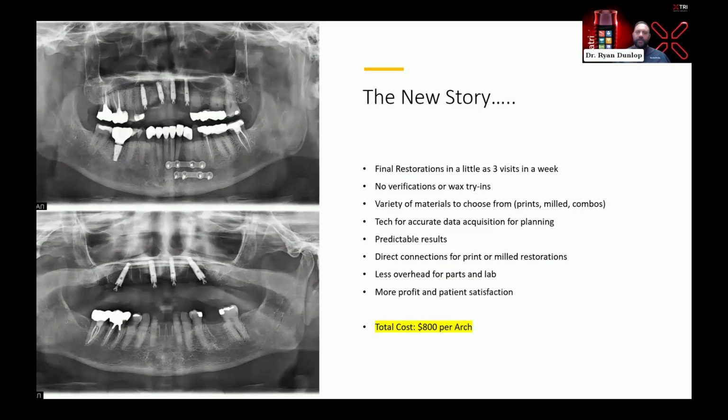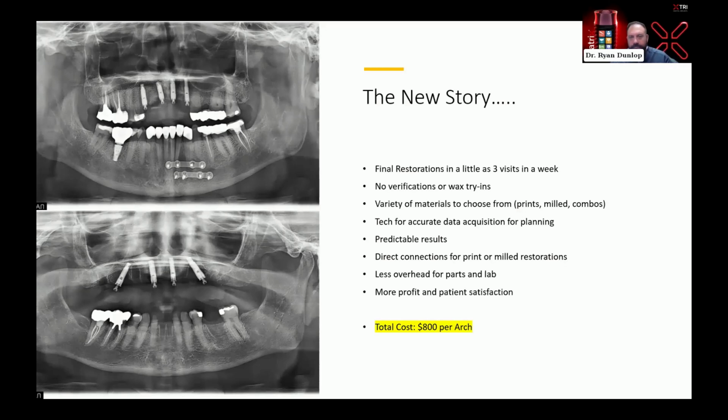So the new story that TRI is kind of trailblazing is the ability to take patients like these and give final restoration in as little as 3 visits. You can do all this in a week if you want. You can finish your cases off super fast. You don't necessarily have to try things in anymore because you're harnessing the power of digital technology, you're 3D printing very accurately, you're milling very accurately, and you're avoiding a lot of the pitfalls associated with these multi-unit and prefabricated abutments.